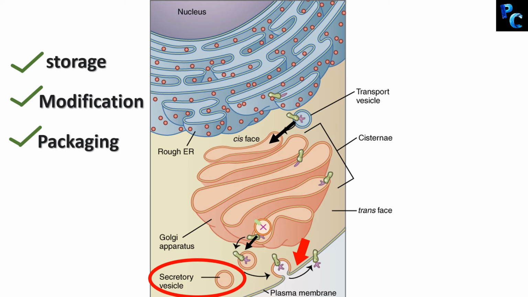because prokaryotic cells do not have any membrane-bound organelle. The transport vesicles bud off from the endoplasmic reticulum, fuse with the cis phase of the Golgi body, then undergo modification and then bud off from the trans phase as secretory vesicles. So basically the function of Golgi body is storage, modification and packaging. Hope you have a clear idea about Golgi body now.